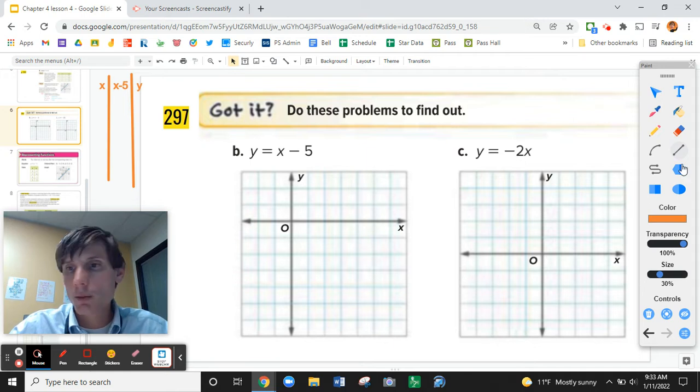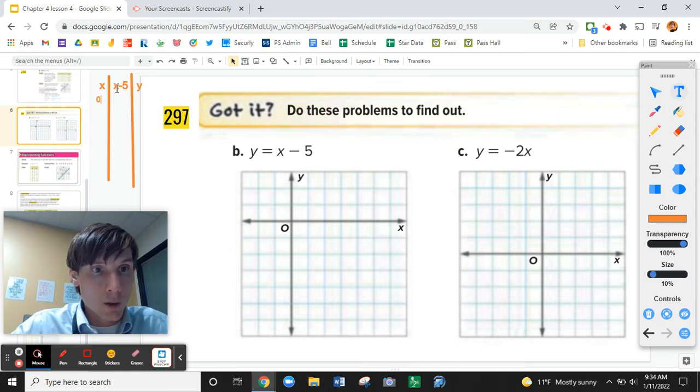Okay, it's a little tight in there, but that should work. All right, so we'll just try a couple different numbers here. All right, so x, let's try 0. So if we put that in the equation, we have 0 minus 5. What's 0 minus 5? Okay. Another number, 1. We have 1 minus 5, which of course is 4.